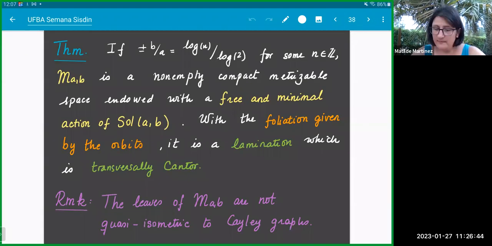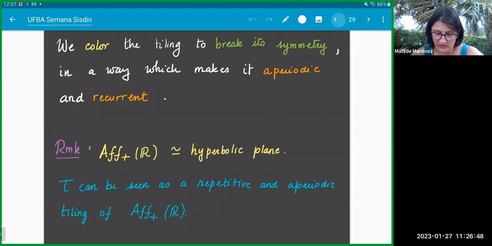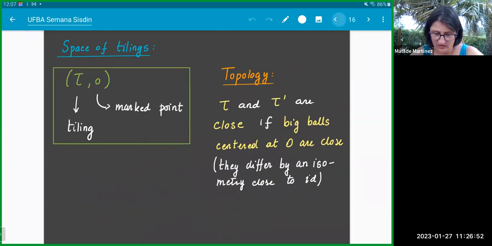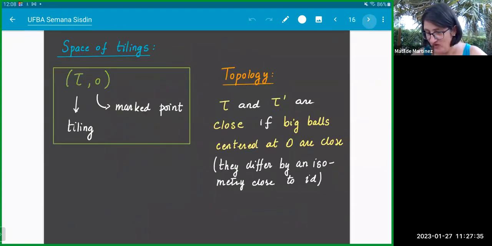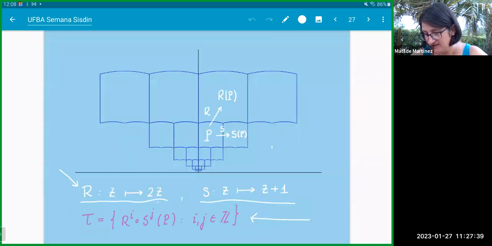So this means that the answer in general, say to Hector's question, where was this? So this is the question by Hector. The answer in general is negative. It's true for foliations which have leaves with two ends. It's false in general. And this example is for a foliation which has leaves with one end, because these leaves are topologically R3. And the question is still open for foliations whose leaves have a Cantor set of ends, which happens to be the case in which Hector was most interested. And I'm trying to work on that. That's why I've chosen to speak about it. That's my motivation to speak about this today.